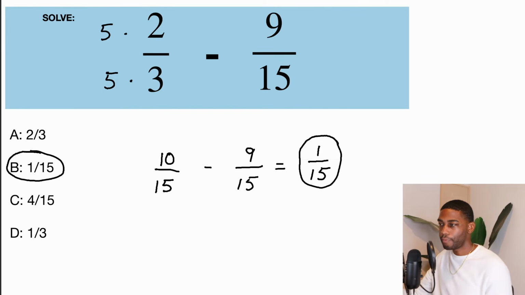Right? We use 15 as a common denominator. We multiplied by 5. We also did the same to the top. 5 times 2 is 10, and then we subtracted coming across. 10 minus 9 gave us 1. 1/15 is the correct answer.